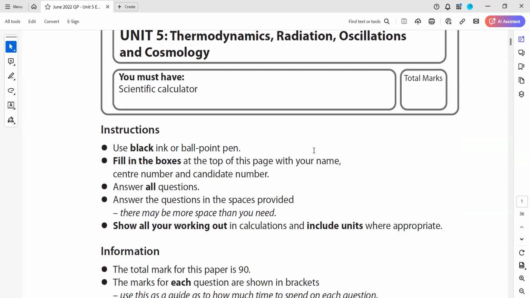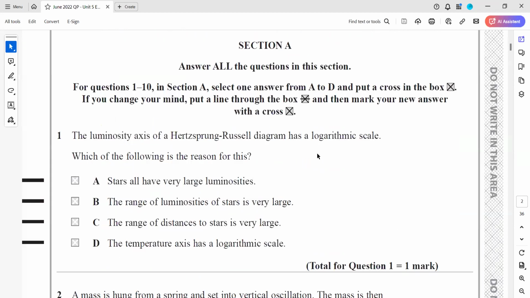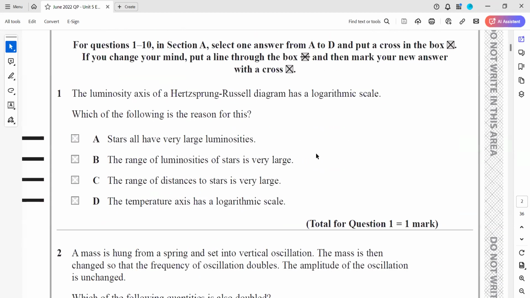So this one is the June 2022 paper. The luminosity axis of a Hertzsprung-Russell diagram has a logarithmic scale. Which of the following is a reason? When a log scale is used, the main purpose is to reduce the interval, because when you take a logarithmic scale for plotting, it means you reduce the interval.